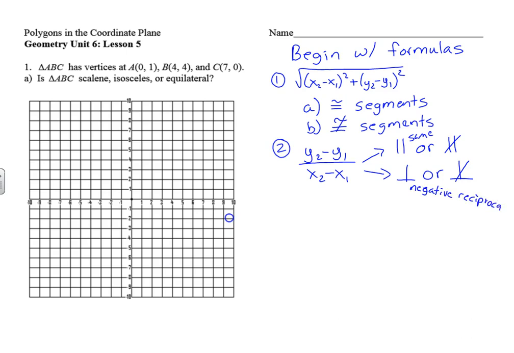Primarily, those are going to be the ones that we do most often, but I will mention the third one: x1 plus x2 divided by 2, comma, y1 plus y2 divided by 2. The midpoint formula. You have to add and divide by 2.